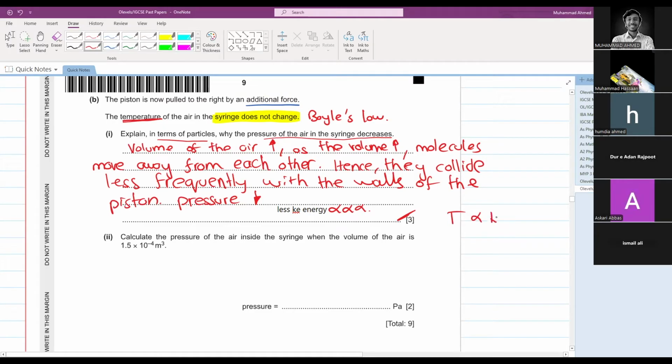Temperature is directly proportional to kinetic energy. If temperature remains constant, your kinetic energy will remain constant. Temperature वाली बात please यहाँ पे नहीं लिखना.